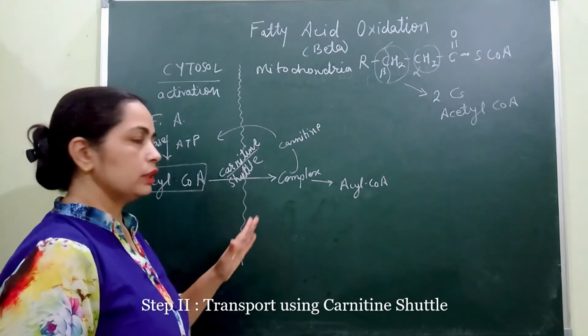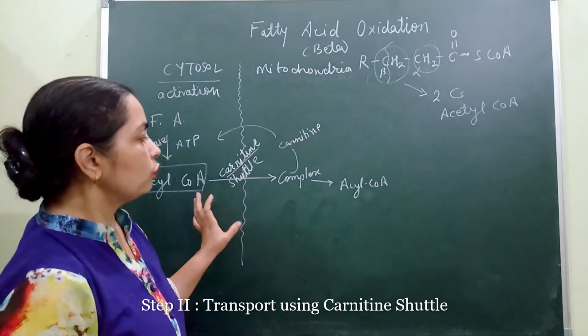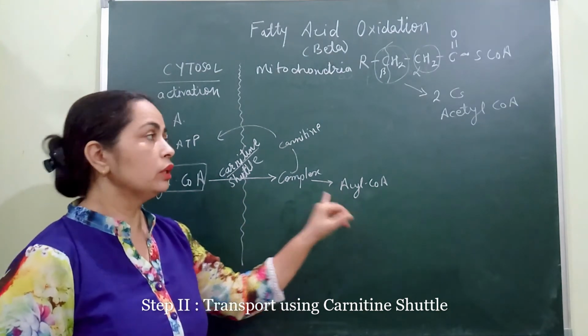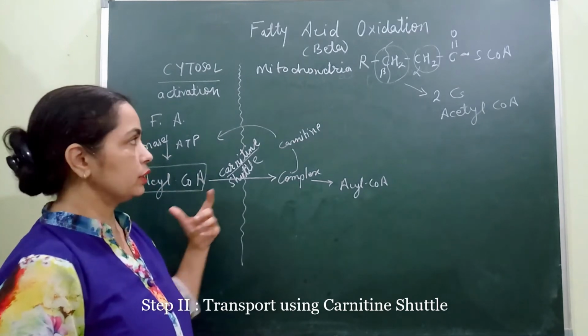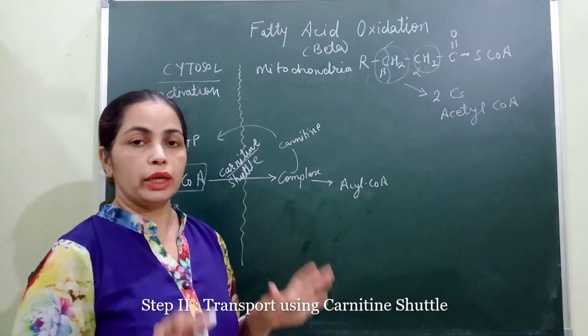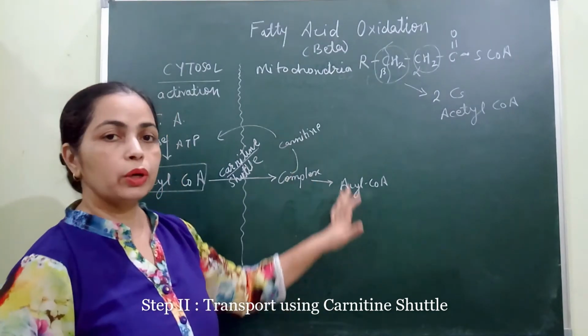It keeps on working in this way in the transfer process. Now we have to see in the next step what happens to this acyl coenzyme A, which is the activated form of fatty acid, and it has reached the mitochondria. So in mitochondria, now the enzymes which are required for proper oxidation.